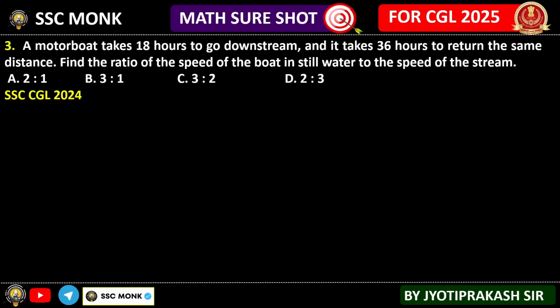Next. A motorboat takes 18 hours to go downstream and it takes 36 hours to return the same distance. Okay. So let's say downstream speed is equal to downstream distance divided by the speed of boat minus speed of stream.